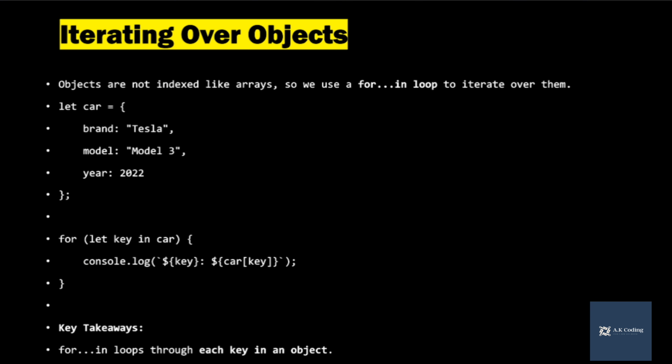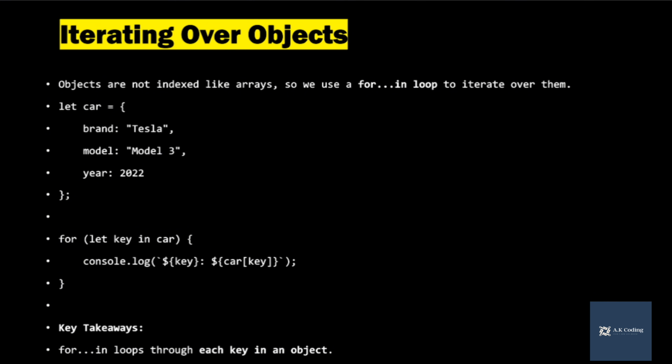The next one is iterating over objects. Objects are not indexed like arrays, so they are not indexed like 0, 1, 2, 3, 4. So we use the for in loop to iterate over them. We have the for loop, and we also have the for in loop, which we can iterate and get their indexes too. So we have a car with brand, model, year, and we're iterating with let key in car and console log key in the car.